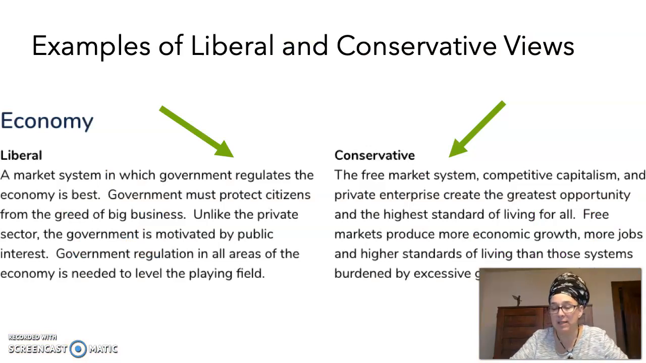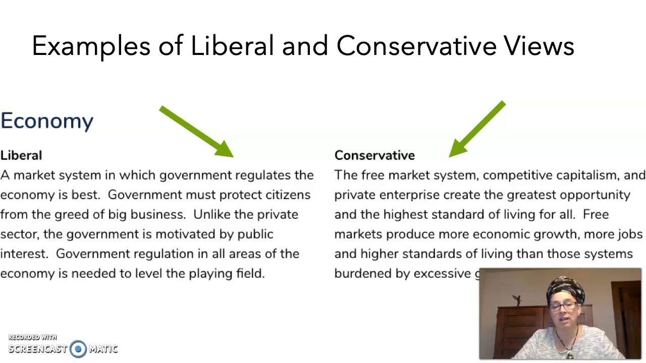The first thing we're going to deal with is the economy. So fiscal is the economy, okay? And when we talk about fiscal, we're talking about rates and how money is handled. So the economy is all the jobs and how you make money and how you sell things.